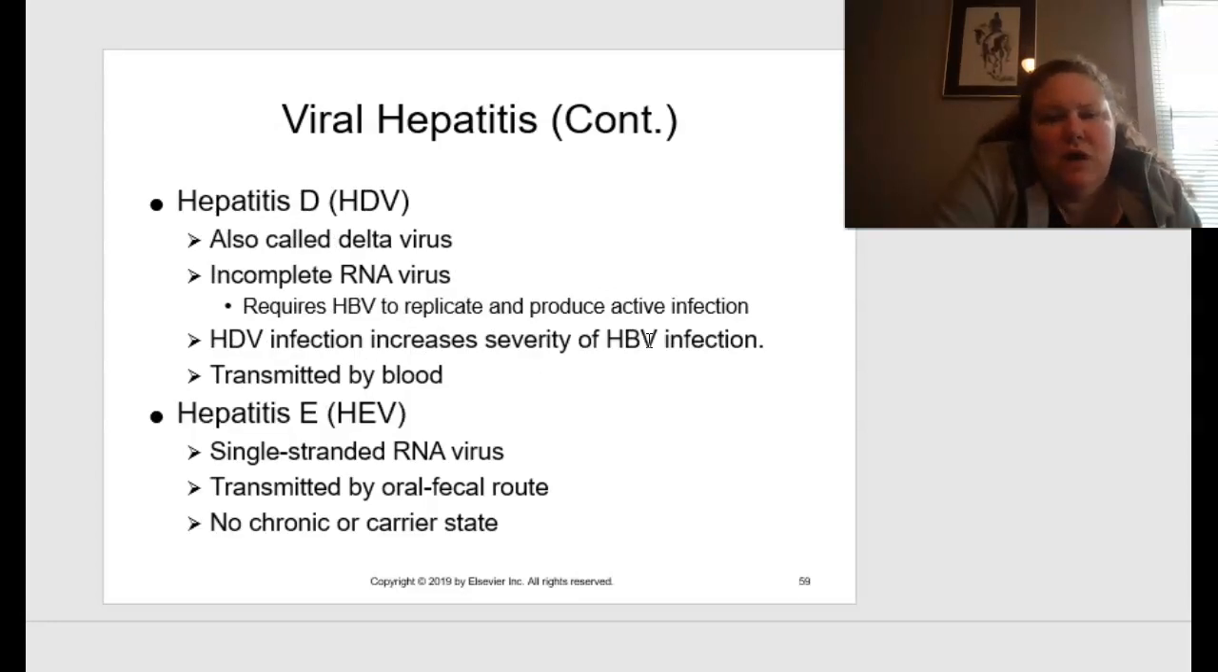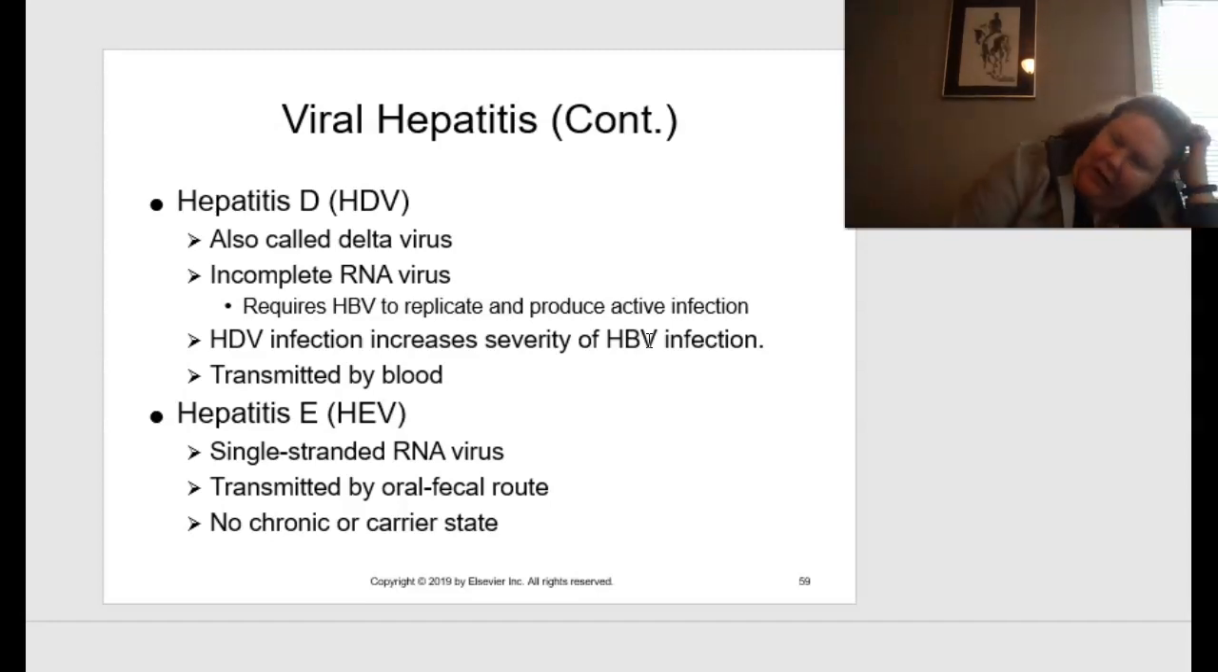Hep D is also called Delta virus, and this is an incomplete RNA virus, and this requires Hep B to replicate and produce active infections. Hep D infection increases the severity of Hep B infection, and this one is also transmitted by blood, which makes sense because they're kind of piggybacking. Hepatitis E is a single-stranded RNA virus, and this is transmitted by the oral-fecal route, and there is no chronic carrier state.